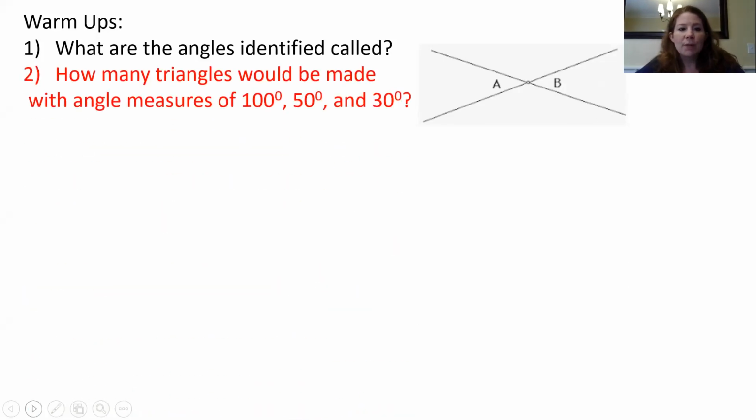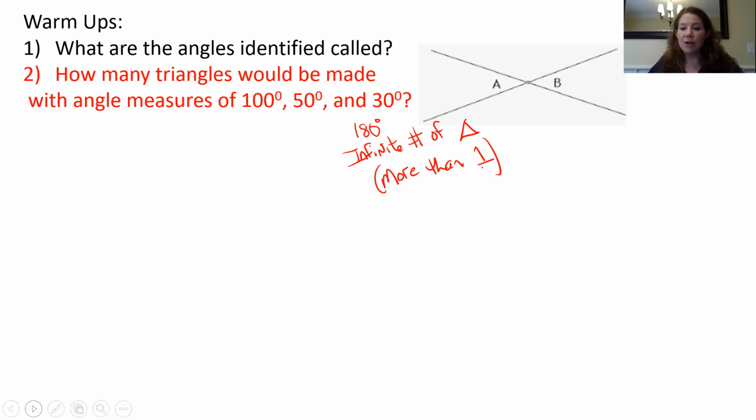How many triangles would be made with angle measurements of 100 degrees, 50 degrees, and 30? So as long as when you add up those degrees, you get 180, then the answer is an infinite number of triangles. Infinite number of triangles. All right, or sometimes it'll just say more than one.